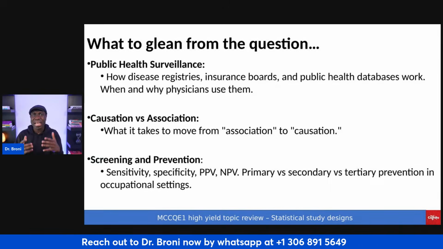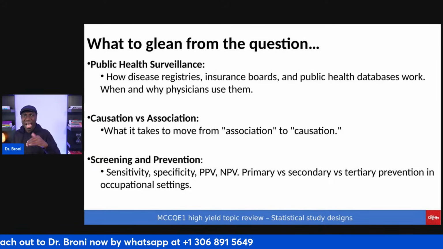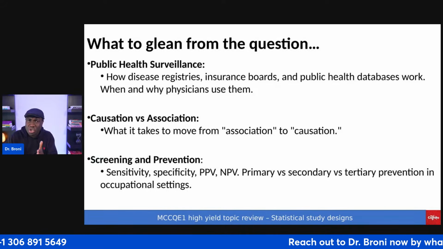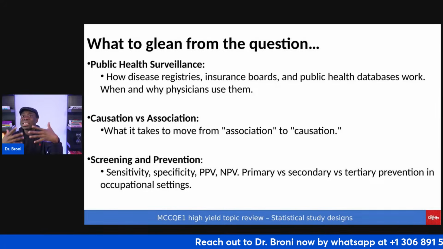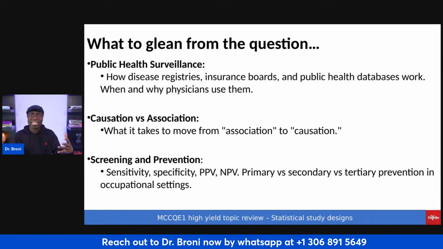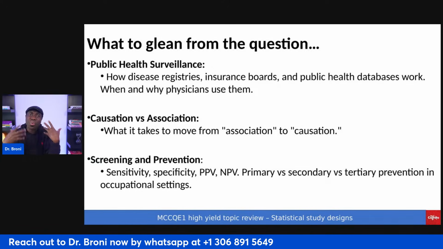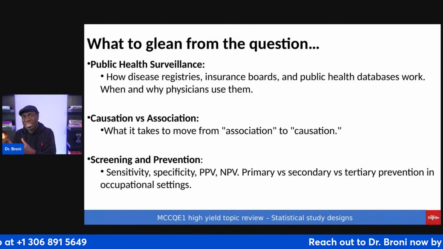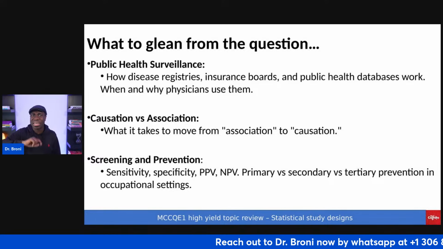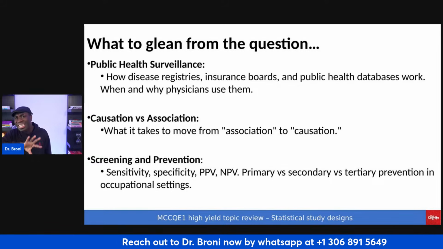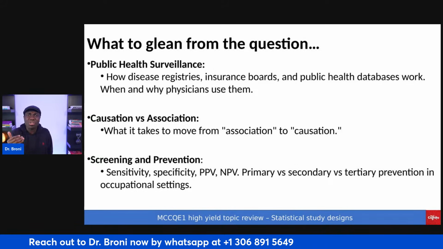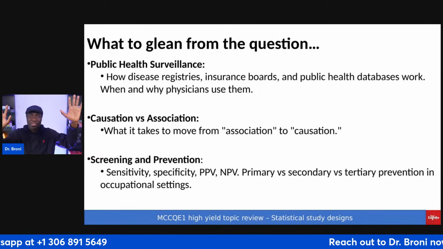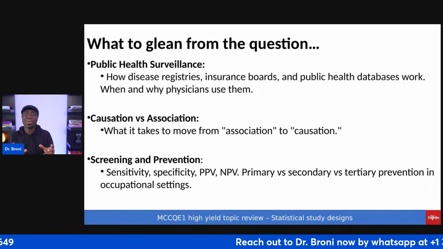Then you also have to understand public health surveillance: how disease registries operate in Canada, how insurance boards, workers' compensation boards, and public health databases work, and when and why doctors use them. Because you want to work in the system, you need to understand how that system works. You also have to understand the relation between causation and association. What does it take to move from association to causation? But I'm not going to go through all these things today. We are going to pick the most important things and go through them.